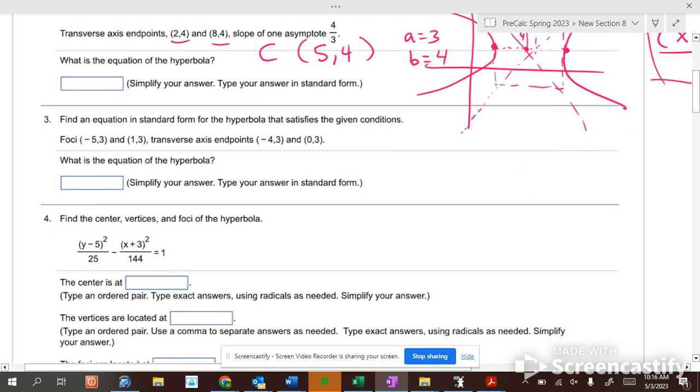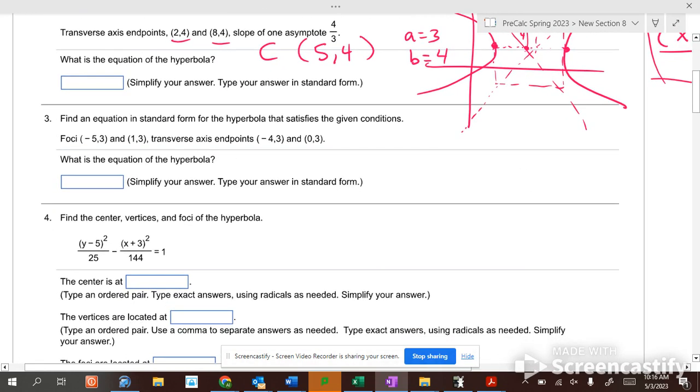The next one, the foci are at (-5, 3) and (1, 3). The transverse axis is (-4, 3) and (0, 3). All right. So (-4, 3) and (0, 3) are like right there and there. Whoops, didn't quite hit it. There we go. And the foci are on this side of it. So obviously it's going to be a left-right one.